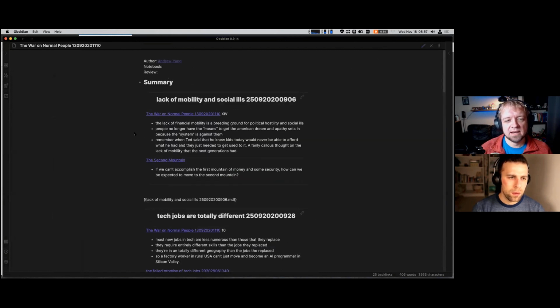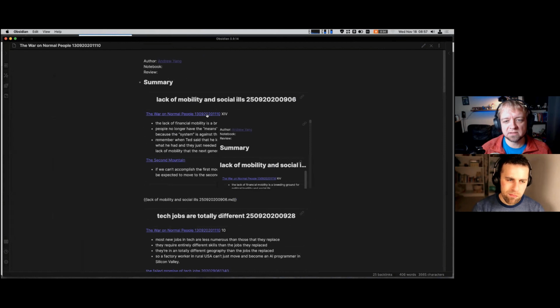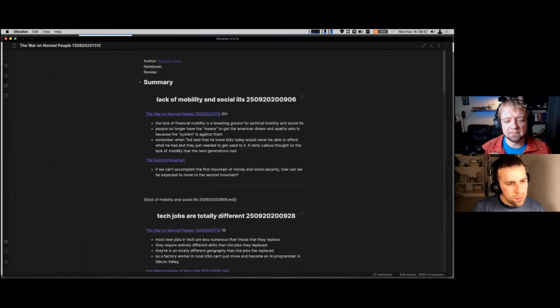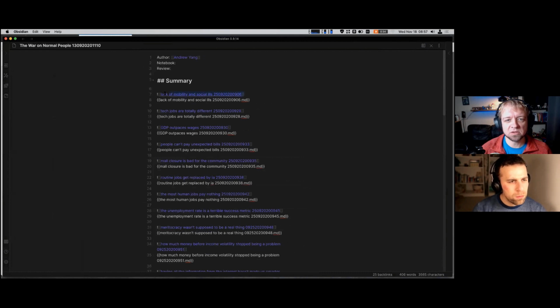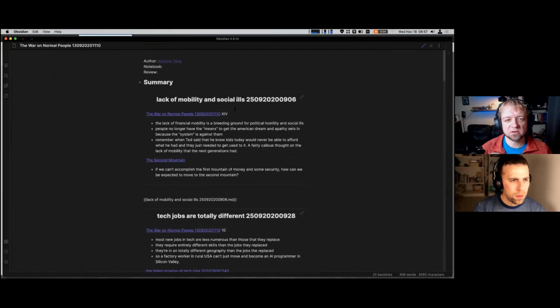And I admit I'm still kind of switching back and forth between taking notes and doing a lot of linking into a different note. So this links into, in this view, lack of mobility and social ills. But my actual note is the lack of financial mobility is a breeding ground for political hostility. And it's out of the page number there. Oh, right. Okay. Yeah, got you.